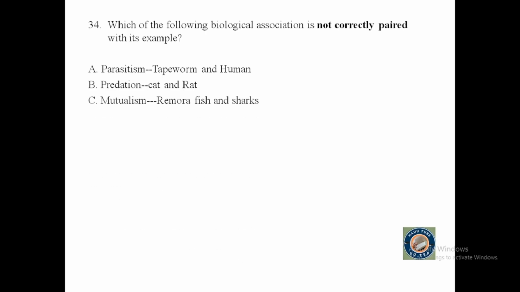Question number 34. Which of the following biological associations is not correctly paired with its example? A. Parasitism, tapeworm and human. B. Predation, cat and rat. C. Mutualism, remora fish and sharks. D. Proto-cooperation, birds and crocodile.